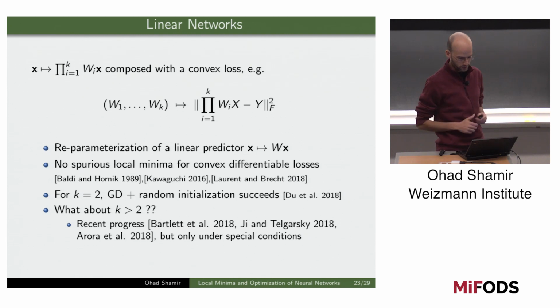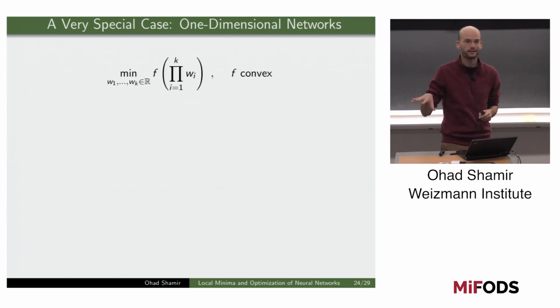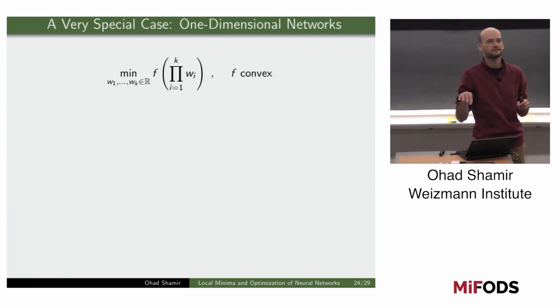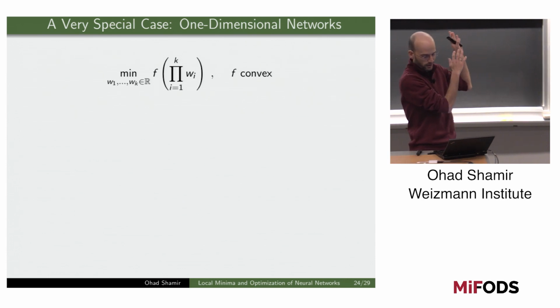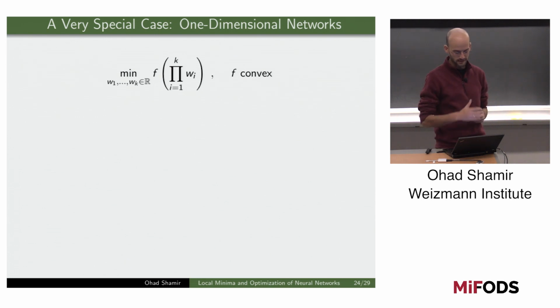So to understand what we can say here, I'm going to consider a very, very special case of linear networks where all these matrices are just scalars. Then essentially we're trying to optimize this kind of objective where we have some convex loss, and it's a function of the product of these scalars. Now, of course, this is a very special case. No one is really practically interested in such a network, but if we want to understand linear networks in general and be able to analyze them, at least we should be able to analyze these kinds of very simple networks.